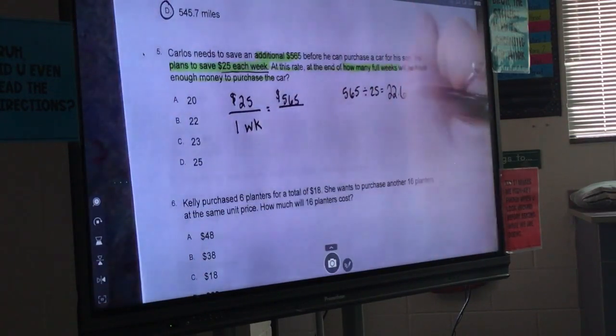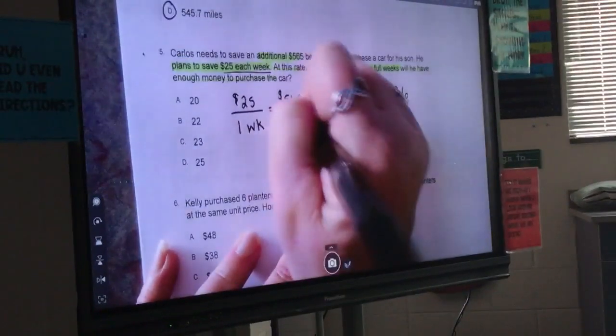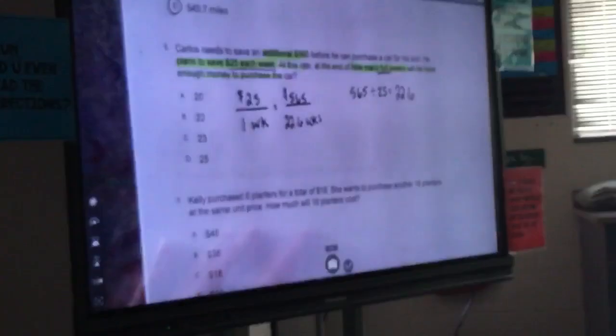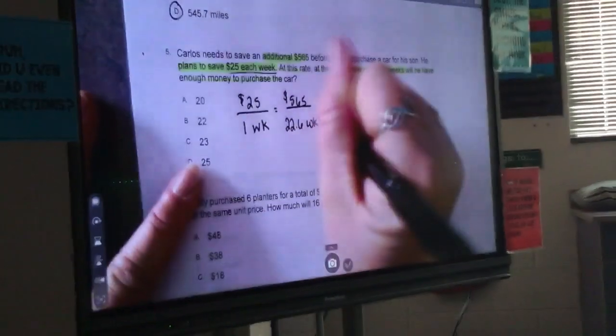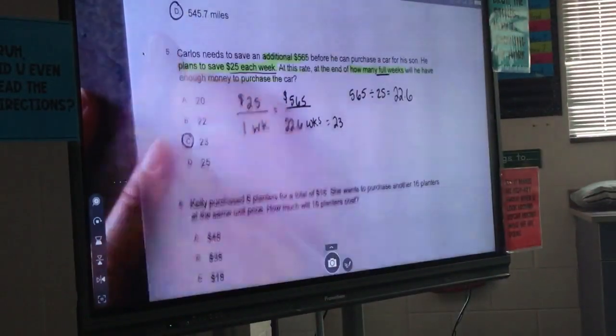22.6. Now, technically this is 22.6 weeks, but there's a key word right here that says full. So our answer cannot be 22. It has to be 23, because it has to be a full week. So the answer for this one is going to be 23.